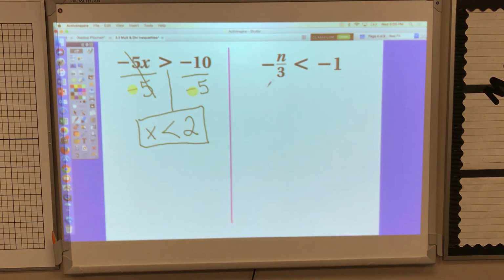This one is written kind of funny, but remember when there's a negative out front, that negative either goes with your numerator, or in this case, we can write it with our denominator, since a positive divided by a negative would give me that negative answer. So I'm going to change this problem to look like this. Right? It's less than negative 1.